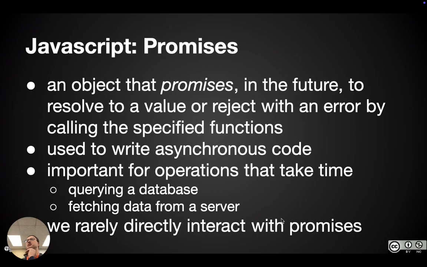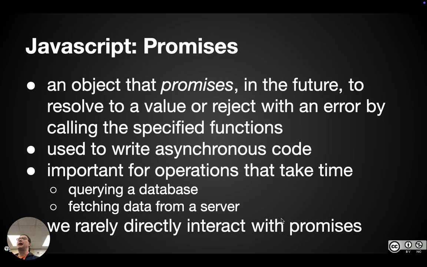I want to go back to this challenging concept of JavaScript promises. A JavaScript promise is when an object is making a promise to you, the person calling the function, that at some point in the future, the promise it gives you will be resolved to a value of some sort, or the promise will be rejected and there'll be some sort of an error, right? That things can go wrong. We use promises to write asynchronous code.